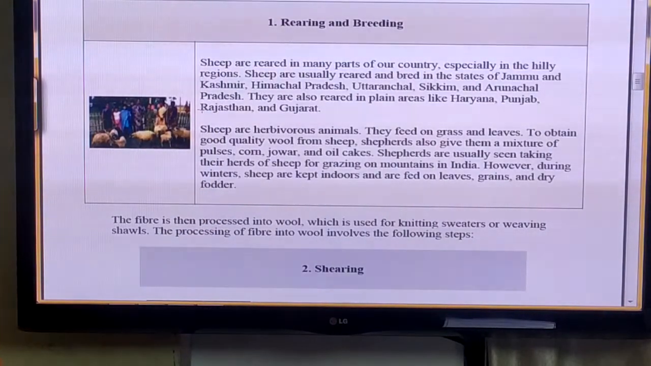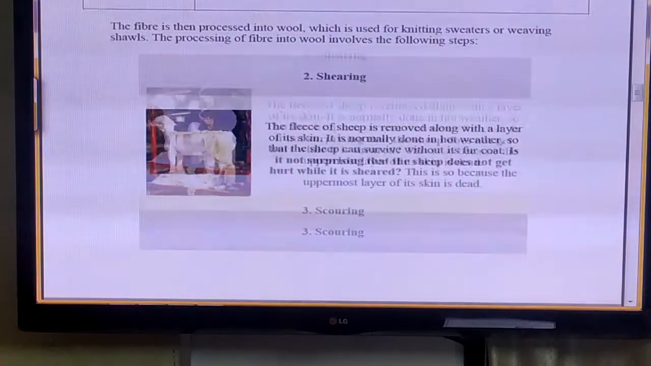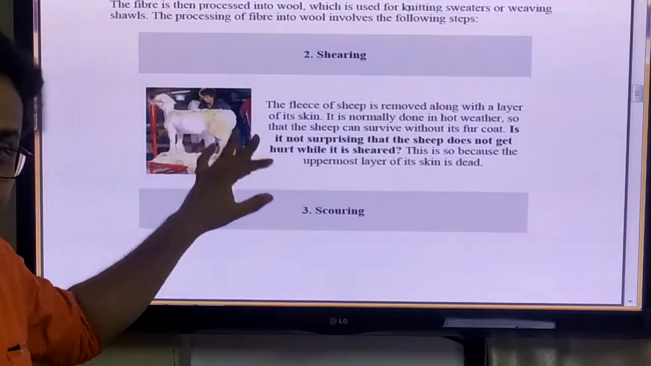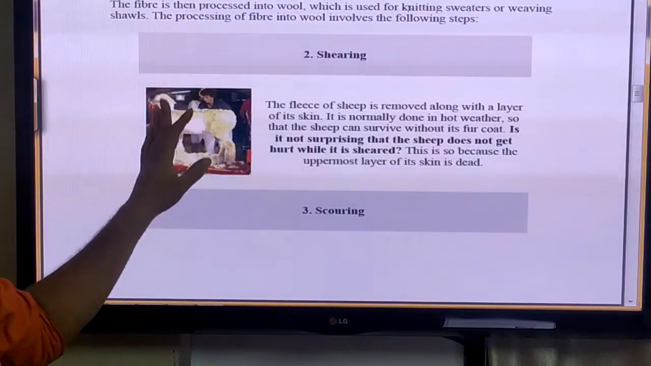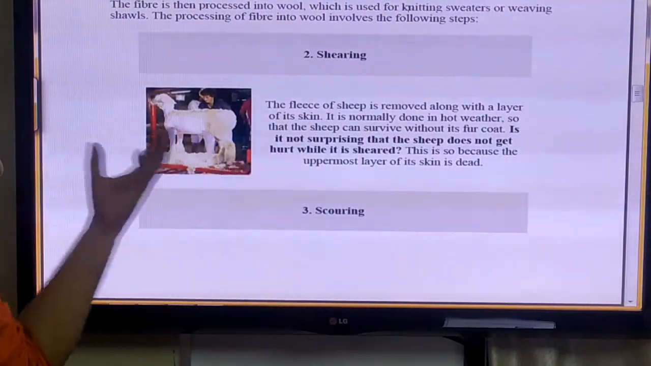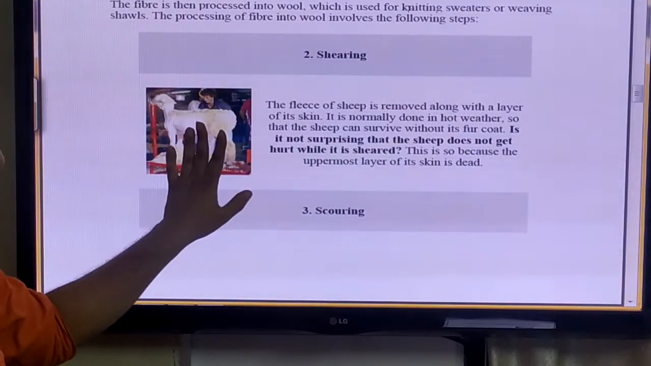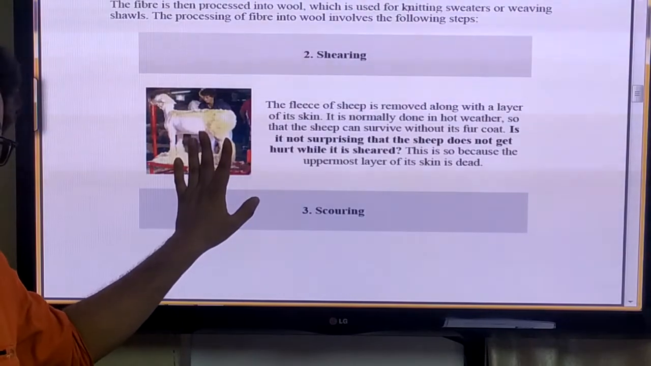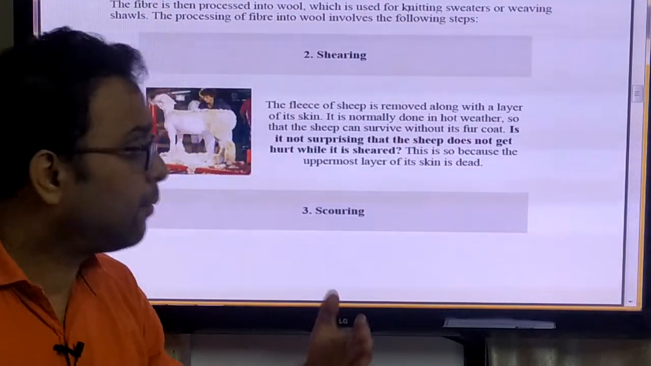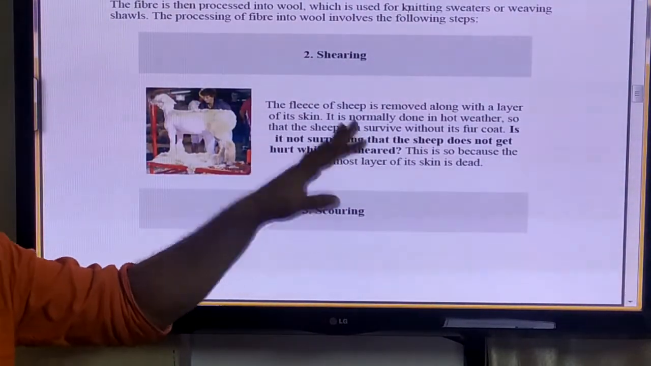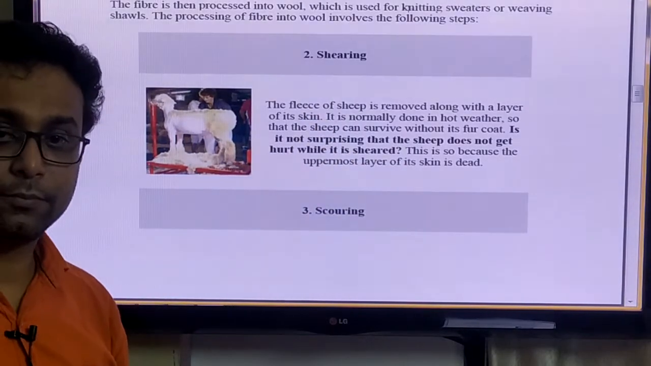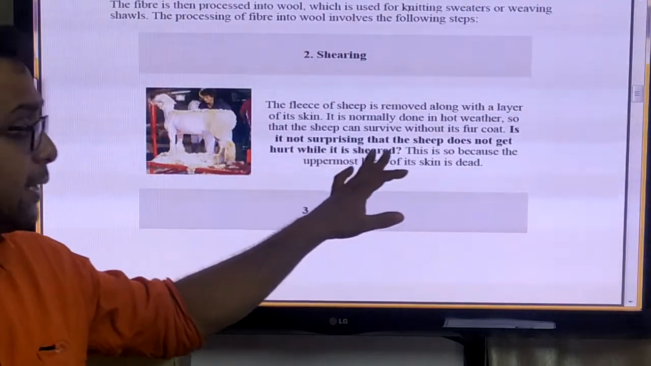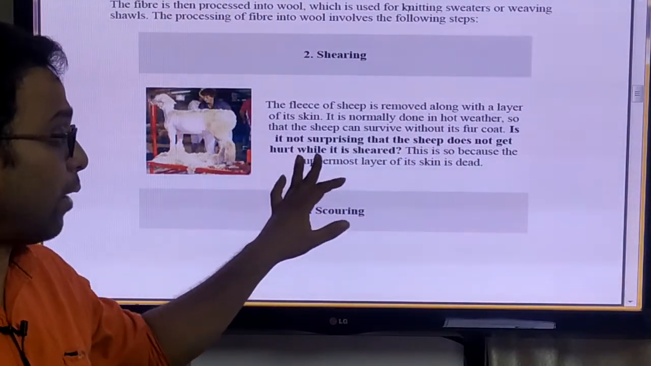And the second step is shearing. The fleece, meaning the hair of the sheep, is removed along with a layer of the skin. You can observe this picture also. It is normally done in hot weather, because the temperature is comparatively high, so the sheep can survive without its fur. It is not surprising that the sheep does not get hurt.